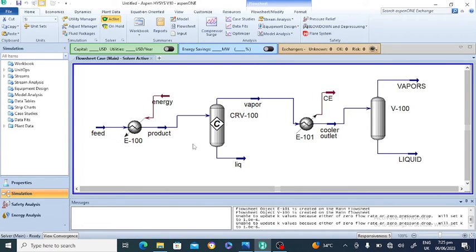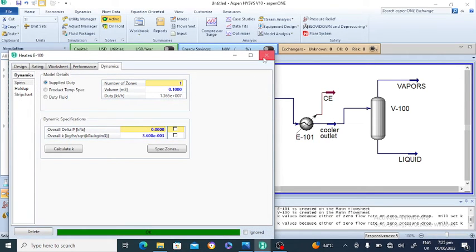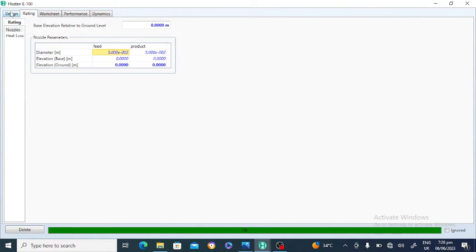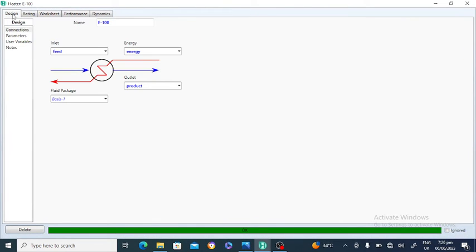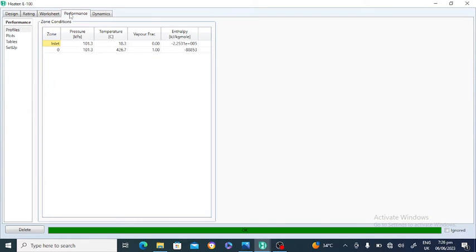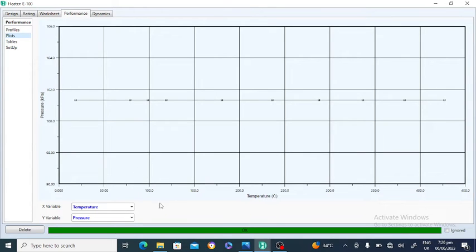Now you can also plot the profile. For example, this is the heater, so double click on the heater. Click on the heater, and here you can go to the rating. This is the design, and this is the rating. This is the worksheet, and this is the performance. So go to the plots. From the plots, this is the temperature versus the pressure of the heater. As the temperature increases, the pressure does not change in the heater.